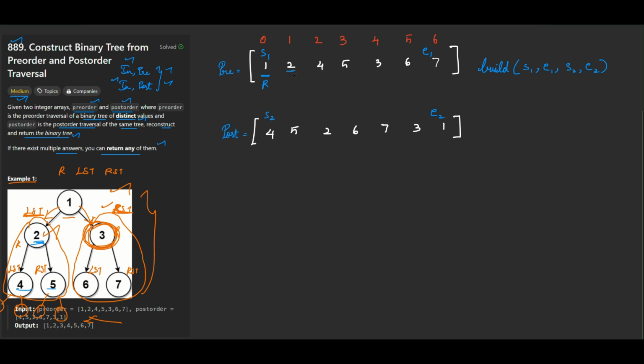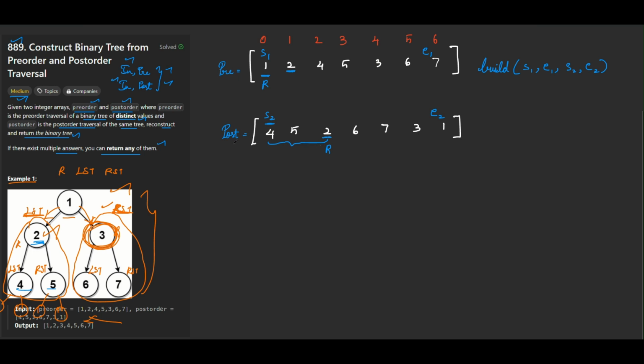Now, what we are going to do is find the position of this particular root in the post-order traversal. So that is situated over here. So this is the root of the left subtree of the whole tree. Now, how to figure out the size of the left subtree? Can I say that starting from the S2 position till the root position will be the size of the whole left subtree? How are we saying this?